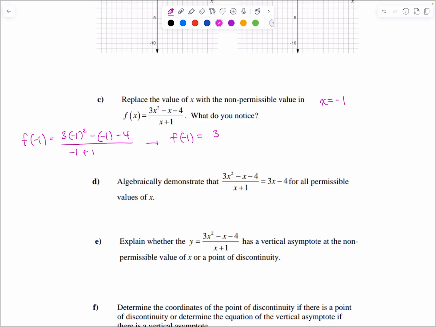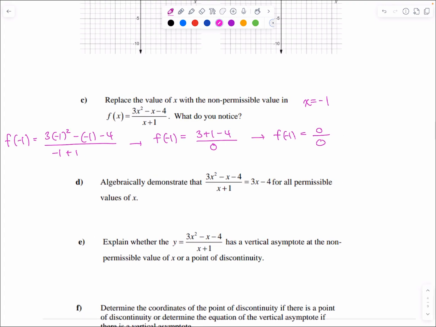This is going to be 3 plus 1 minus 4 over... you should see that that's 0 on the denominator, negative 1 plus 1. What we're actually getting on the numerator as well is a 0. So this 0 over 0 is occurring, which is interesting. This is actually an indication that we have another type of non-permissible value, which is called the point of discontinuity, which is what I showed you on the graph there.